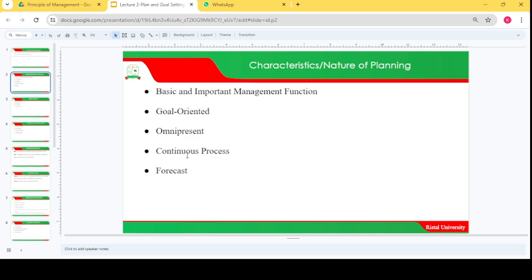And then we have the continuous process, which means it is not a one time thing. So it involves a series of interrelated functions that are performed repeatedly and continuously. With this, it helps managers make informed decisions about resources, allocation, staffing, and other critical areas.